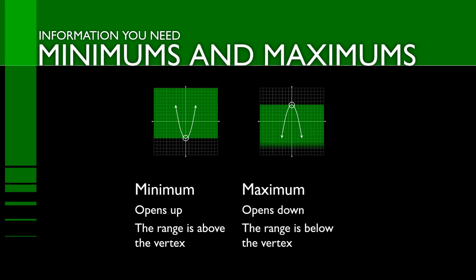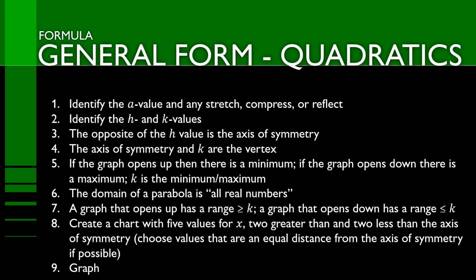Now, what does everything mean in general form? The first thing that we need to do is identify the a value and any stretch, compress, or reflect, which we just went over. Then we identify the h and k values. The h value is going to be the opposite of what appears in the equation. The k value is going to be the same as what appears in the equation. Now, the h value gives the axis of symmetry. So when you put that h value into your equation as x equals h, remember that that's your axis of symmetry, the vertical line that runs through the vertex, and both sides mirror each other across that particular line.